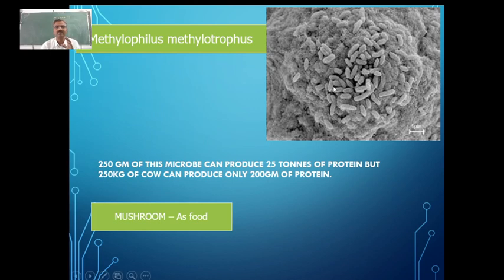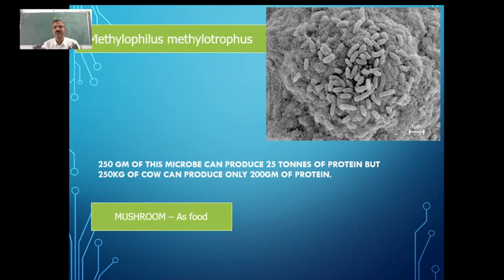And we have another bacteria called Methylophilus methylotrophus. If you take 250 gram of this Methylophilus methylotrophus bacteria, it can produce about 25 tons of protein, whereas 250 kg of cow can give us only 200 gram of protein. You can look at the rate at which they can give us the nutrients.